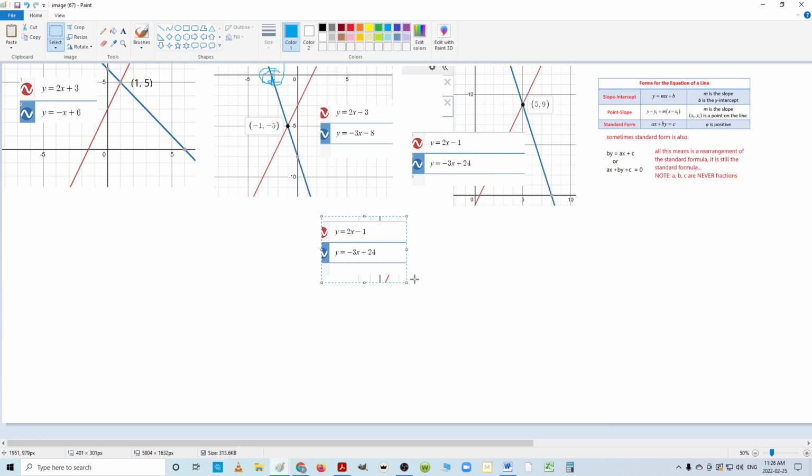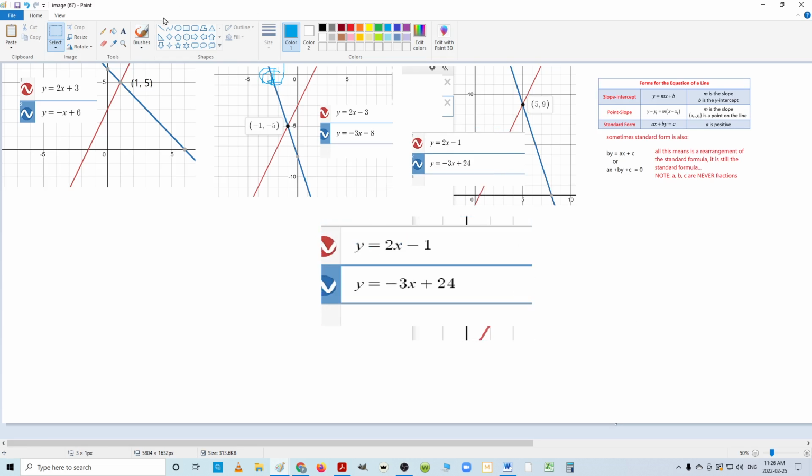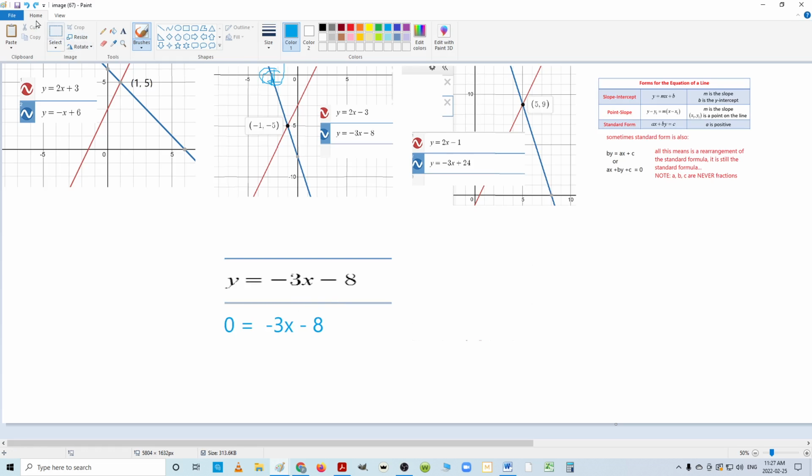Obviously the y-intercepts are right there. 0, minus 1. There it is there. And we can't see it on this one. 0, plus 24. I should have included it. It's way up there.